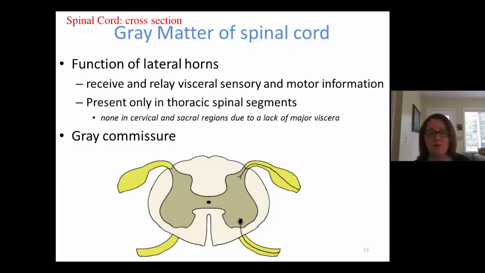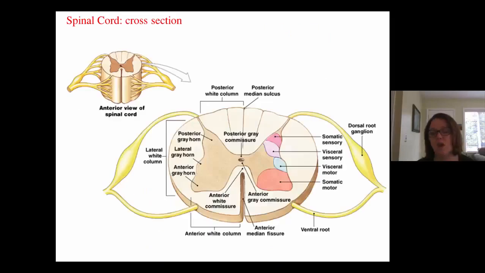And before I forget, I did want to mention the gray commissure. The gray commissure is a section of gray matter that connects the right and left halves of the gray matter. And right in the center of the gray commissure, we find the central canal of the spinal cord. And the function of the gray commissure is just to allow for some communication between the right and left portions of gray matter.